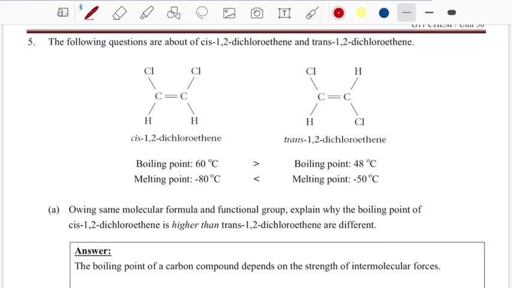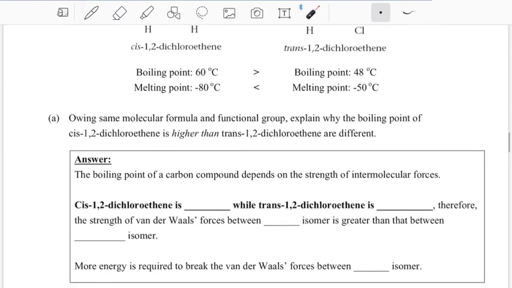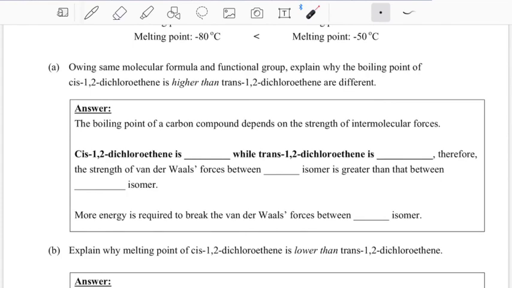The last question. The following questions are about cis-1,2-dichloroethene and trans-1,2-dichloroethene. It lists out the boiling points of the 2 molecules and also the melting points. As we can see, for the boiling point, the cis-1,2-dichloroethene has a higher boiling point. But for the melting point, the cis isomer actually has a lower melting point than the trans one. So what is the reason for that? Let's see how we should answer this type of question.